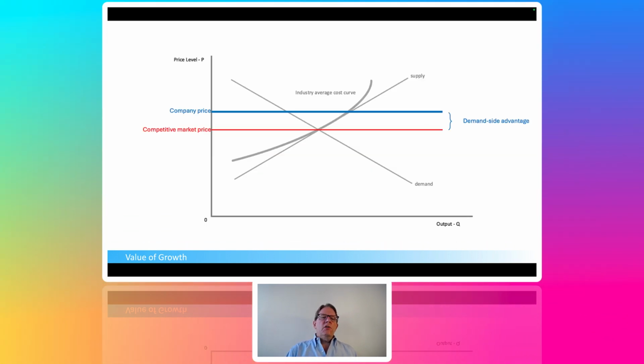Now, if we go back to our chart, remember that competitive market price is where price is equal to the industry cost curve, that's the red line. And the company price, they've been able to price higher than the market. That's the key, higher than what a competitive market would allow. That's that demand side advantage. The company's been able to charge a higher price than it would in a competitive market. This effectively is a willingness to pay a higher price. The customers are willing to pay a higher price than they would in a more competitive market.